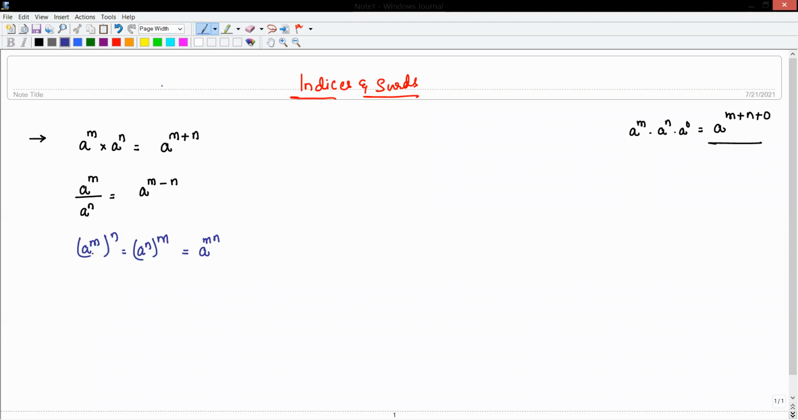a power mn: a power m whole power n, or a power n whole power m. You can always interchange these powers and simply multiply them and write it. The nth root of a power m can be written as a power m by n. So you should know when to add, subtract, multiply, and divide.